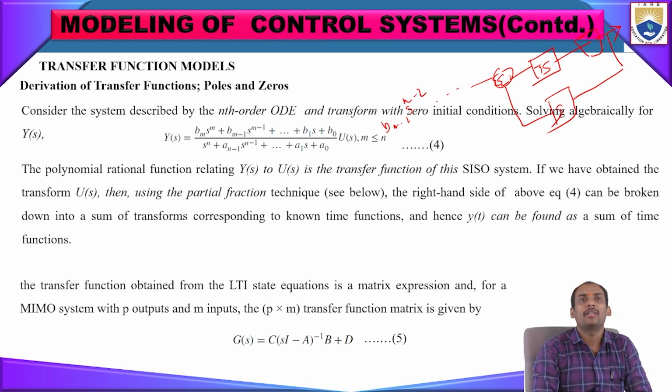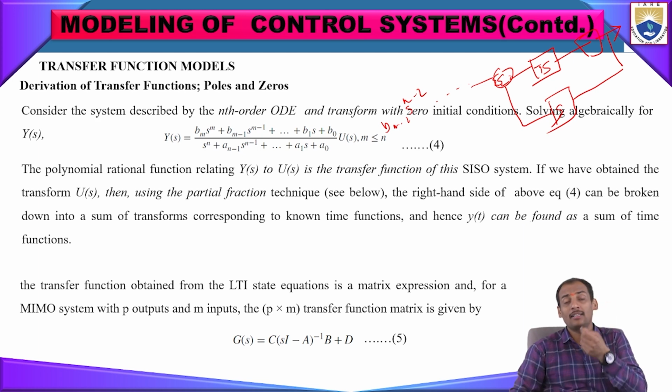If we have obtained the transfer function U of S, then using the partial fraction technique for the above equation, the right hand side of the above equation will be broken into two parts. That is the sum of transforms corresponding to the unknown time functions, and hence the phi of t will be found to be a sum of time functions. The transfer function from the LTI state equation.